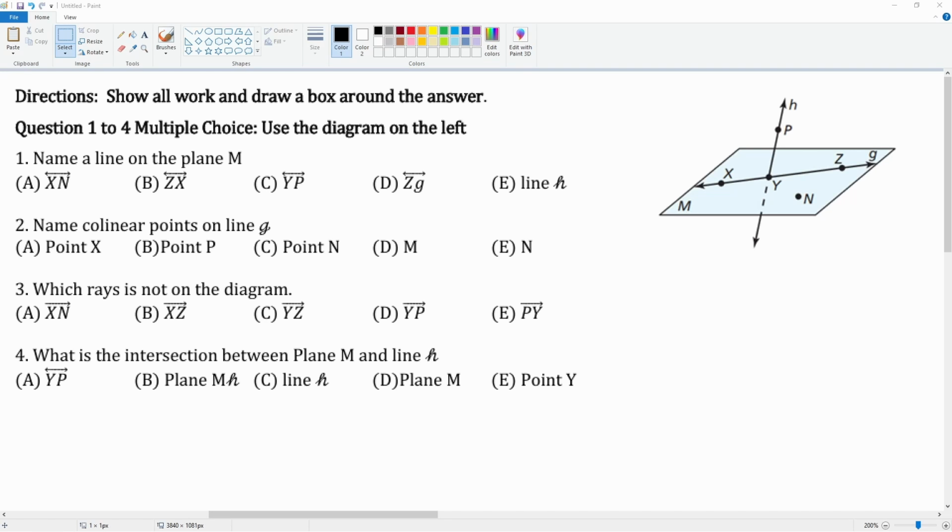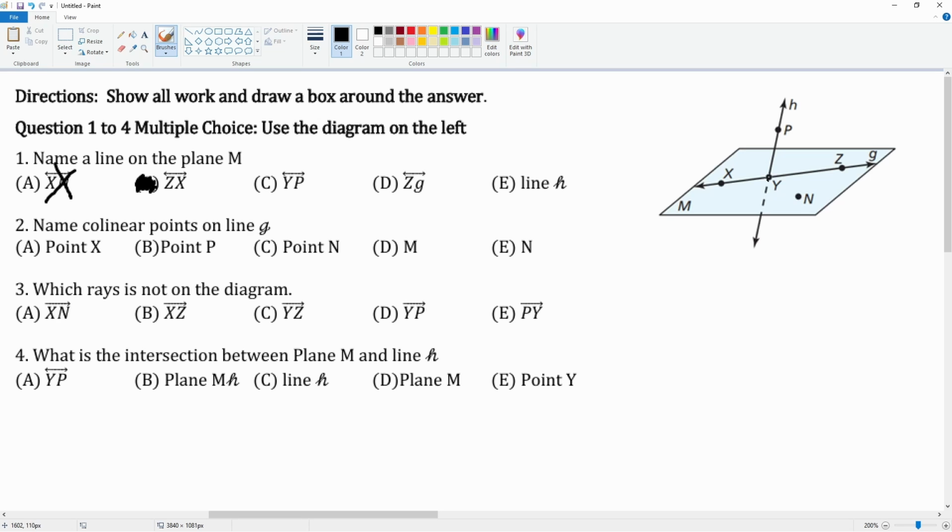This is part 2 of the review. We are going to be using this diagram on the right. Name a line that is on plane M. Let's take a look at where plane M is. That is this plane here. Line XN doesn't even exist. Line ZX, that looks like it. So that looks good so far. Let's check the other ones.